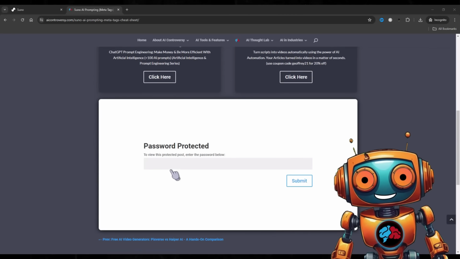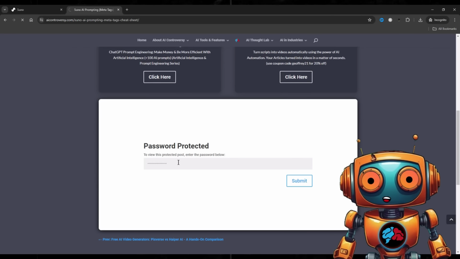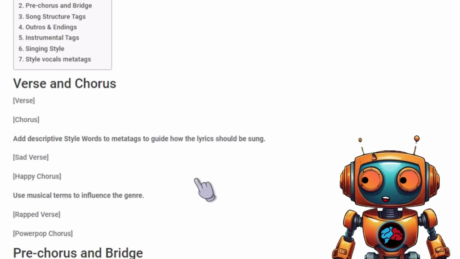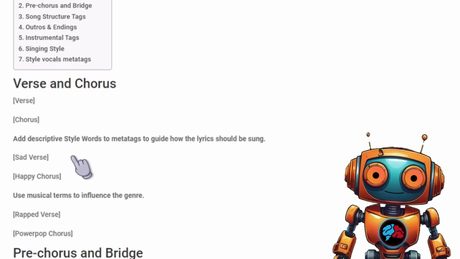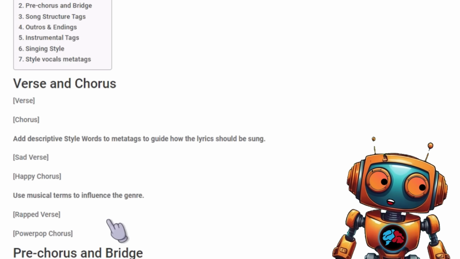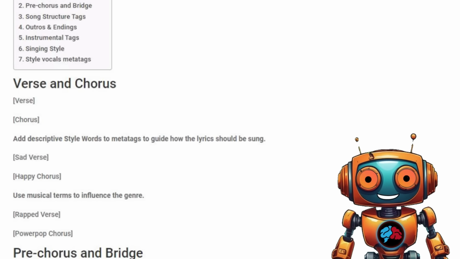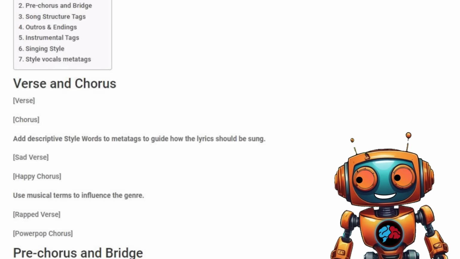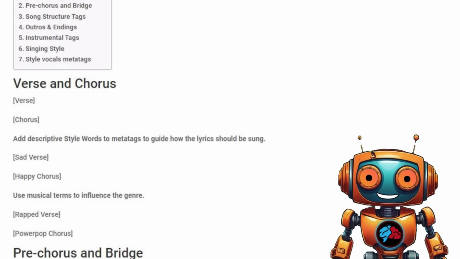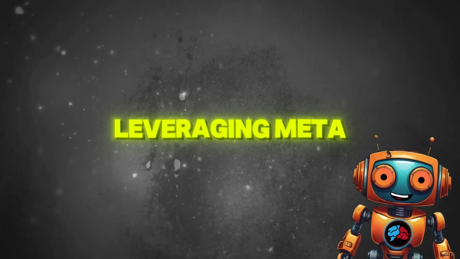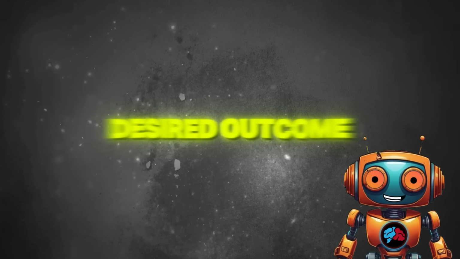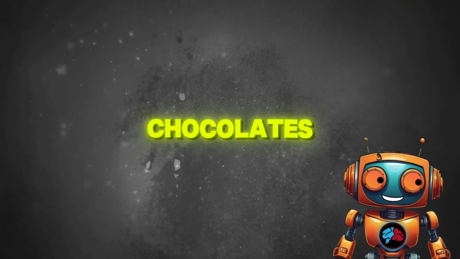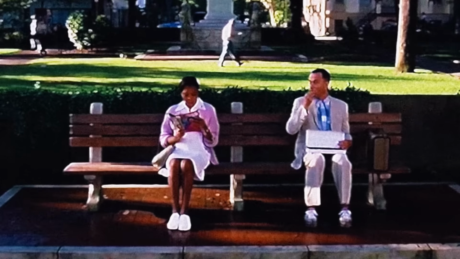However, some cool tricks with this is you can add descriptive style words to the meta tags to guide how the lyric should be sung. For example, sad verse, happy chorus. You can also use musical terms such as rap verse, power pop chorus. It's important to note that even when meta tags are effective at steering the AI, the results can be inconsistent and unpredictable. Successfully leveraging meta tags to achieve a desired outcome in the generated lyrics often feels like a game of chance or a box of chocolates. You never know what you're going to get.